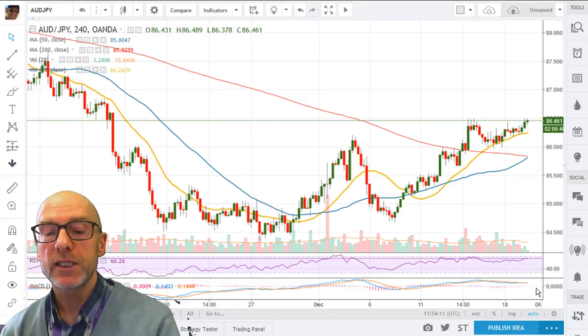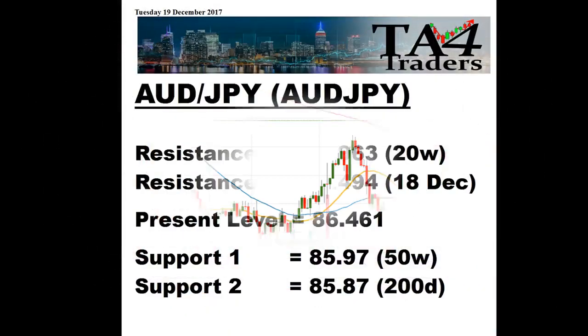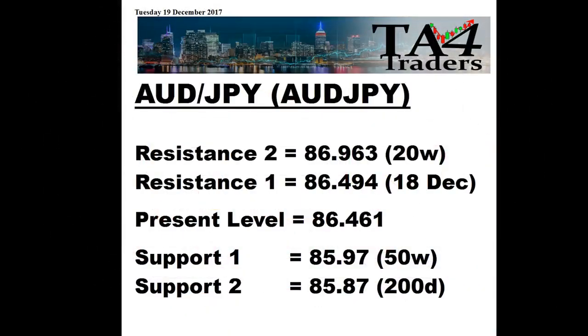Okay, looking at the support and resistance levels. We've got resistance from the 18th of December, 86.49, and then from the 20-week moving average, 86.96, with supports from the 50-week, 85.97, and then from the 200-day, 85.87.